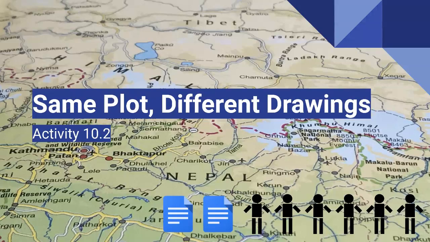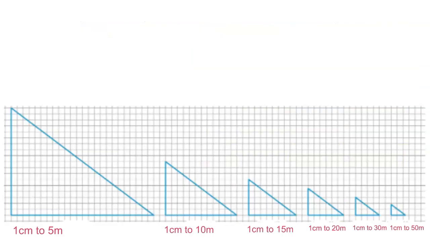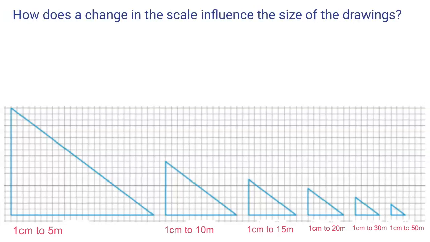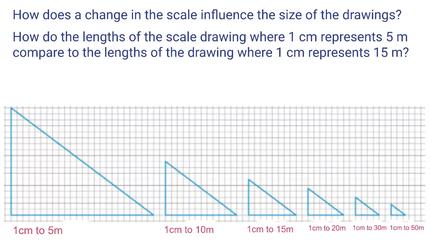Today in class, you looked at the same plot, different drawing. Your groups reproduced a map of the triangular piece of land in Philadelphia, but you all used different scales. When all was said and done, you had triangles that looked like the ones shown below. So I want you to think to yourself, how does that change in the scale influence the size of the drawings? For example, how do the lengths of the scale drawing where 1 centimeter represents 5 meters compare to the lengths of the drawing where 1 centimeter represents 15 meters? Thinking about which one's bigger, how much bigger, etc.